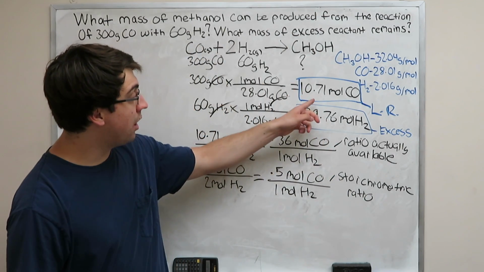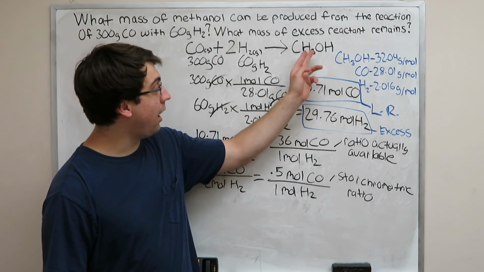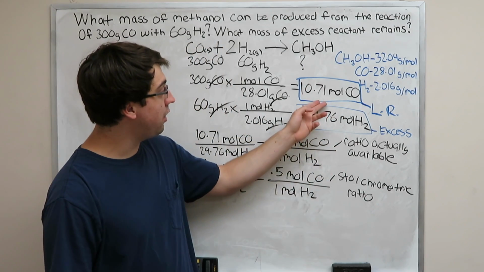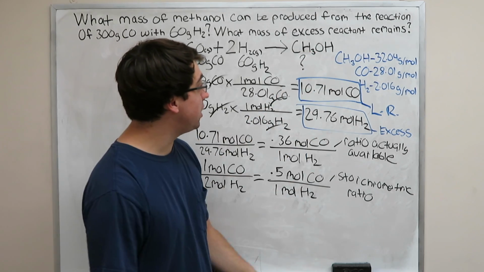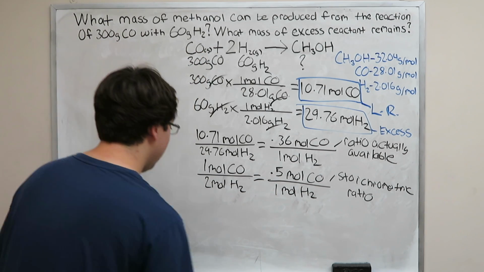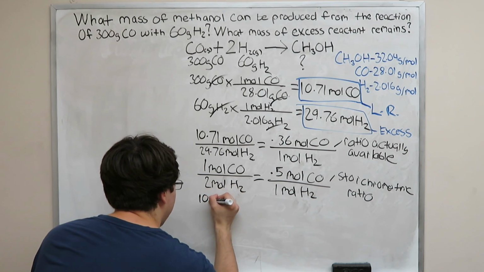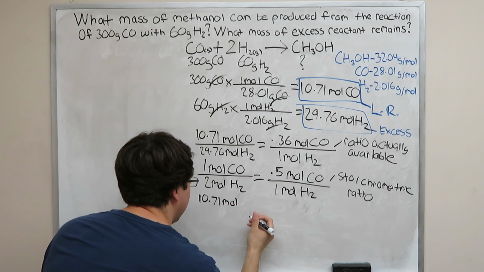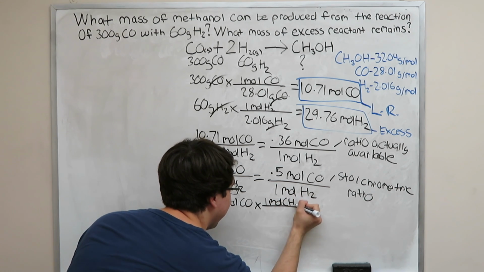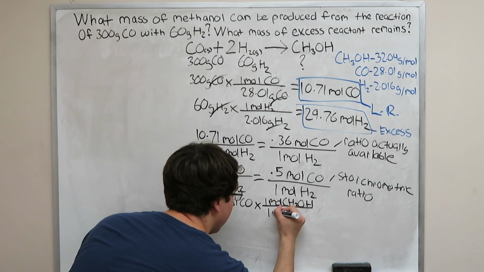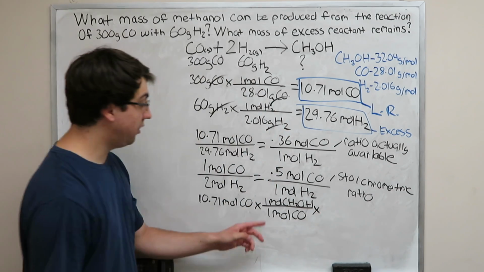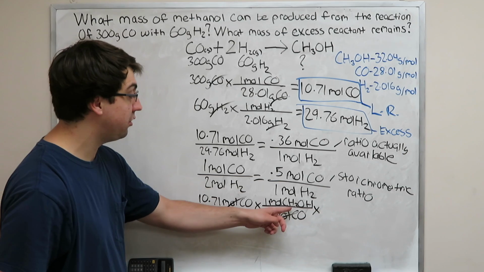So now that we know that the carbon monoxide is the limiting reactant, and we're ultimately trying to figure out how many grams of CH3OH can be produced, first thing we need to do is convert the moles of CO to moles of CH3OH, and for this equation, there is 1 mole of CH3OH for every 1 mole of CO. Here you can see that the moles of CO will cancel out, leaving us with moles of CH3OH.